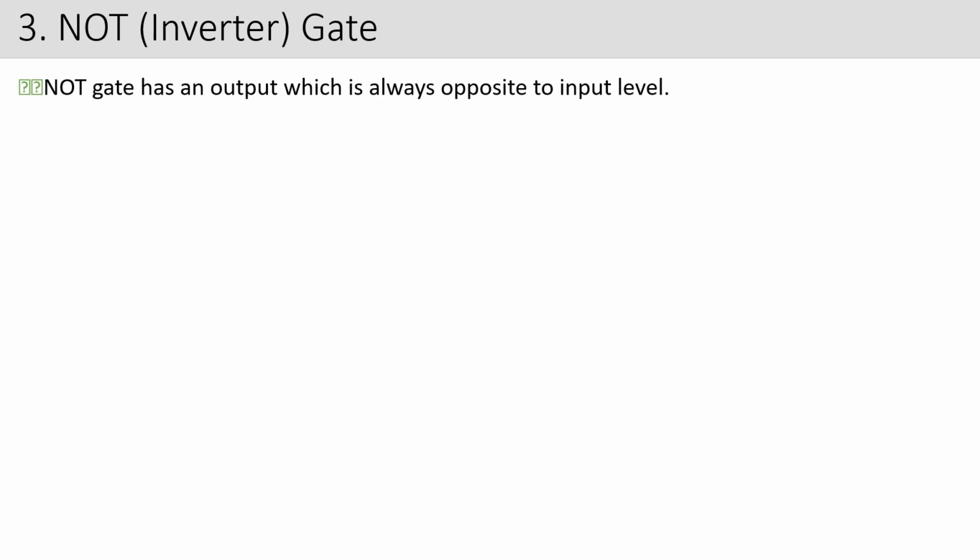So a NOT gate has an output which is always opposite to the input level. Whatever I have explained just now, and why it is called an inverter gate, I told you. If the input is high, the output is low, meaning opposite only. So a NOT gate has an output which is always opposite to the input level.